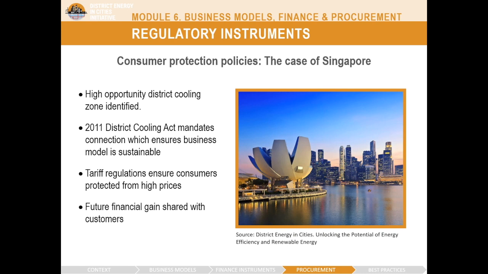Singapore developed regulated tariffs for the zone, pricing district cooling at the next alternative technology cost in order to protect consumers and ensure sufficient returns for the district cooling project. Connection policies coupled with tariff regulation can spur investment in district energy by minimizing risks in cooling load and revenue.